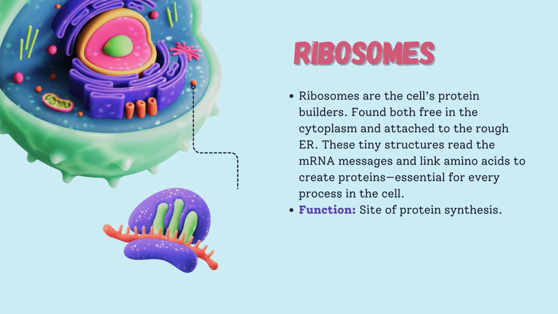Ribosomes. Ribosomes are the cell's protein builders, found both free in the cytoplasm and attached to the rough ER. These tiny structures read the mRNA messages and link amino acids to create proteins, essential for every process in the cell. Function: site of protein synthesis.